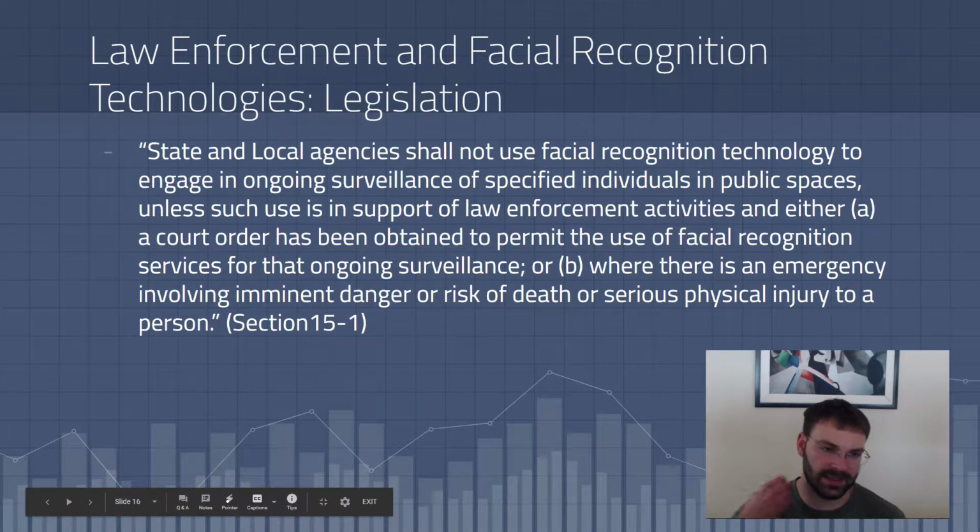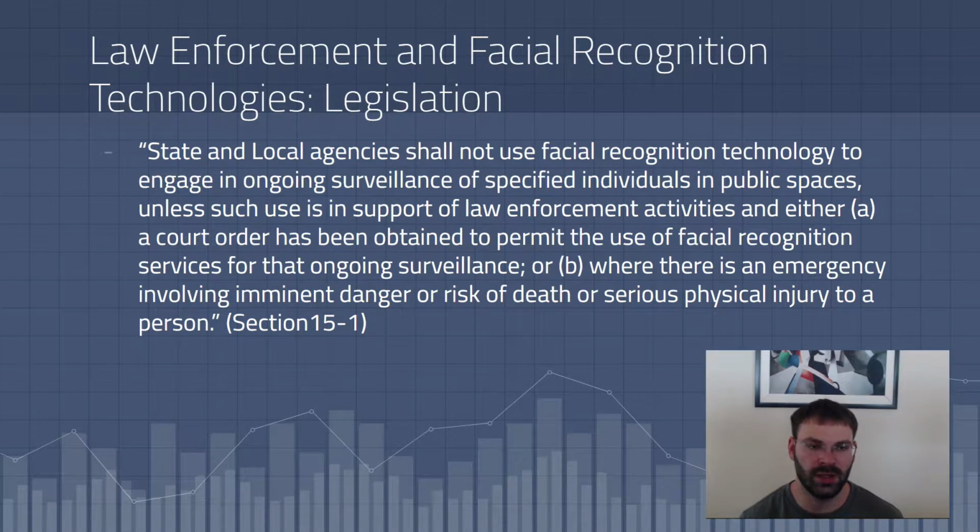So what the bill says is state and local agencies shall not use facial recognition technology to engage in ongoing surveillance of specified individuals in public spaces unless such use is in support of law enforcement activities and either A, a court order has been obtained to permit the use of facial recognition services for that ongoing surveillance, or B, where there's an emergency involving imminent danger or risk of death, or a serious physical injury to a person.